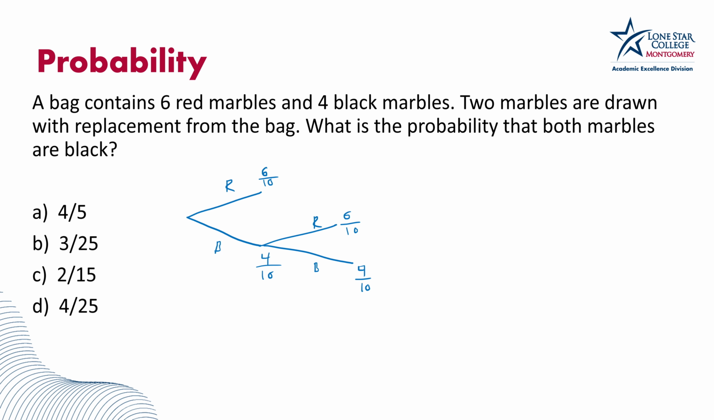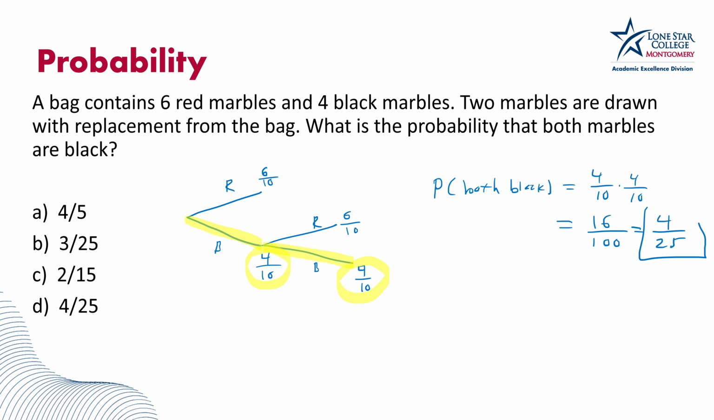The question asks for the probability of drawing both black. That means if you pick black on your first draw and black again on your second draw, these would be our 2 probabilities, 4 out of 10 and 4 out of 10. Because they're independent from each other, you multiply the 2 together. So the probability of both black would be 4 out of 10 times 4 out of 10, which gives us 16 out of 100. Our common factor is 4, so we divide by 4, which gives us 4 on top and 25 on the bottom.